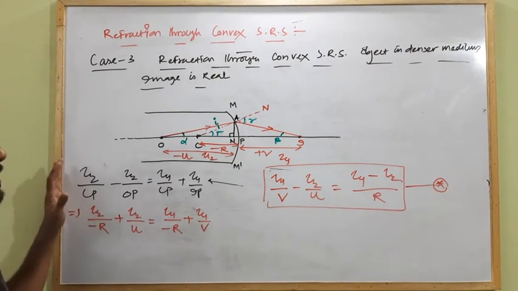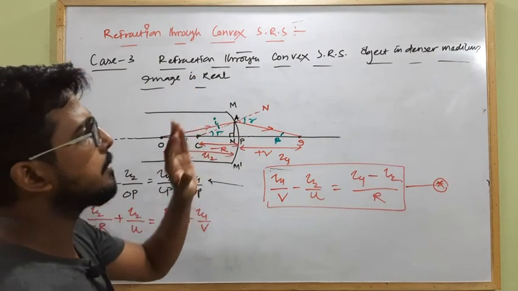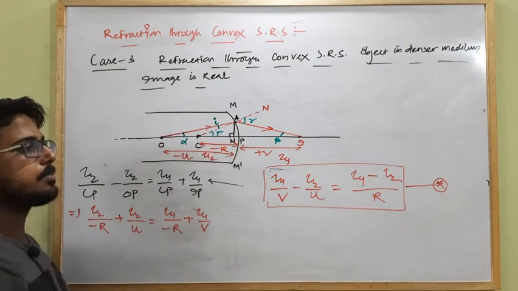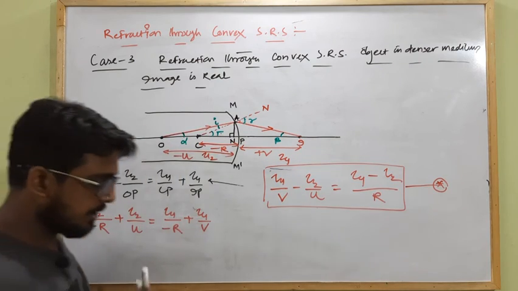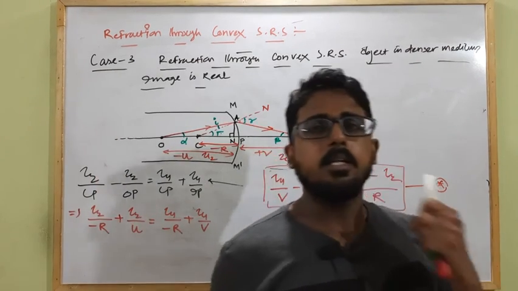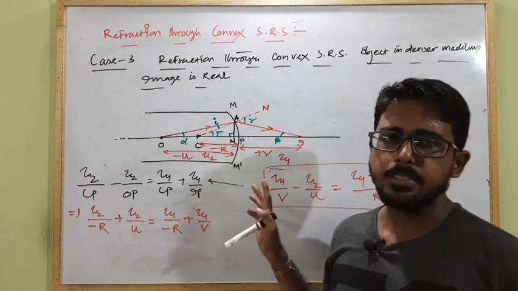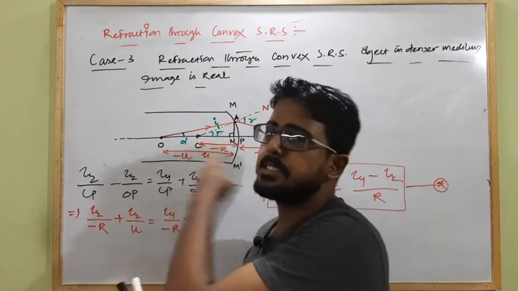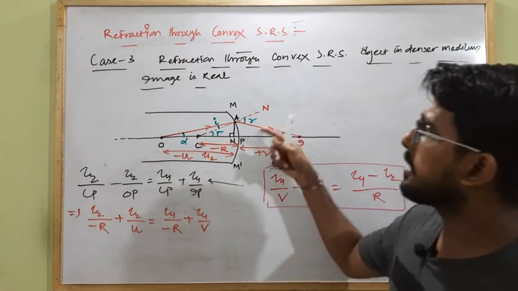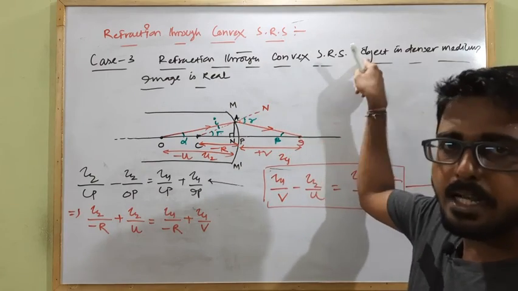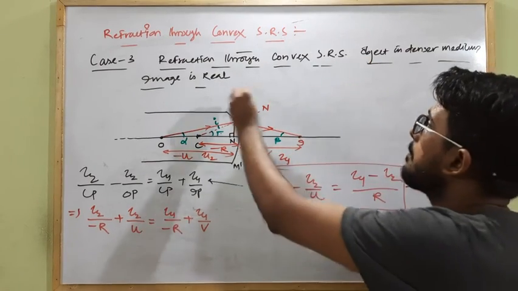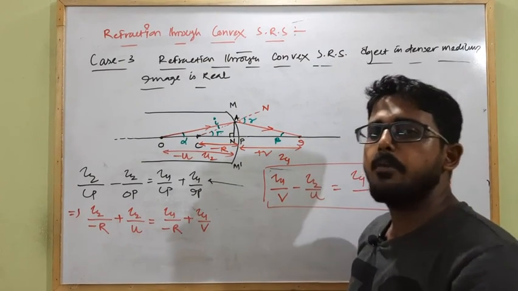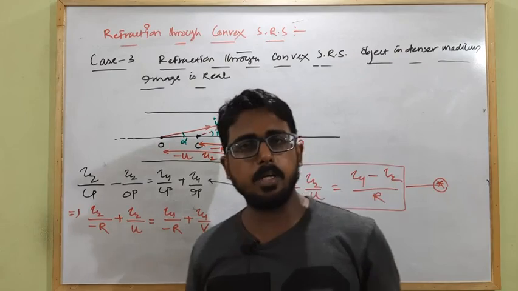So case 3 will be what? Refraction through convex spherical refracting surface when object placed in denser medium and image formed is real. Clear? So these are 3 cases in spherical refracting surface. In the next class we will discuss the next 3 cases, in which the next case will be refraction through convex spherical refracting surface when image is virtual and object in denser medium, and the next 2 cases will be for concave spherical refracting surface. Okay, thank you.